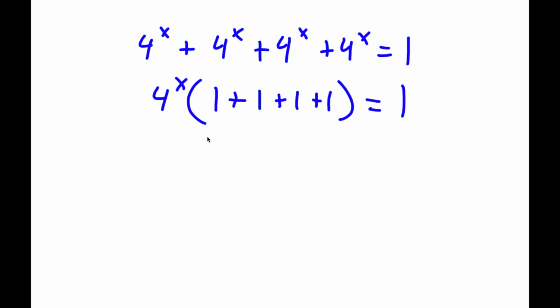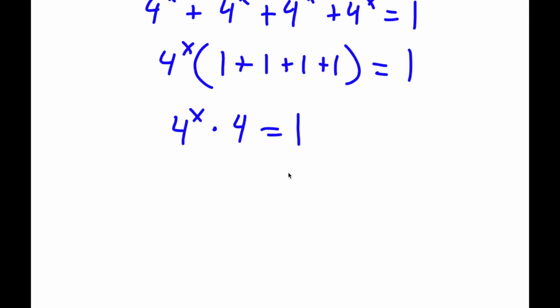Now, if I simplify this in the parentheses, I get 4 to the power of x times 1 plus 1 is 2, 2 plus 1 is 3, 3 plus 1 is 4, so I have 4 to the power of x times 4 is equal to 1. Now what I'm going to do is, 1 here, this is the same thing as 4 to the power of 0. So I have 4 to the power of x times 4 is equal to 4 to the power of 0.